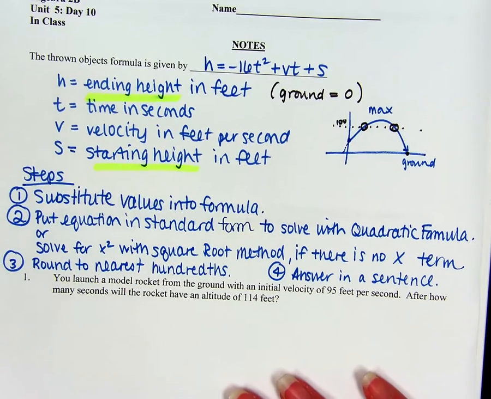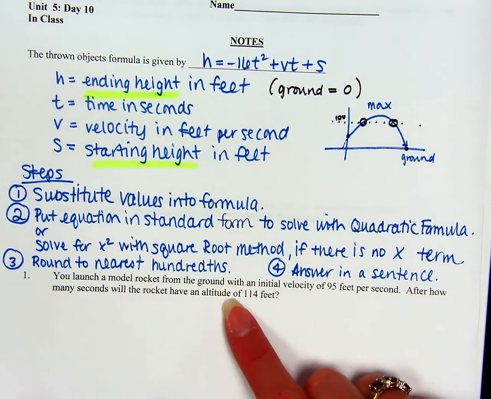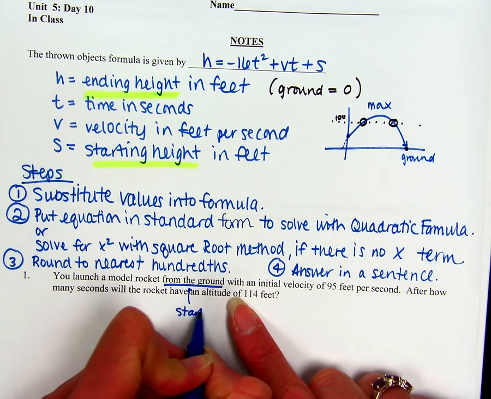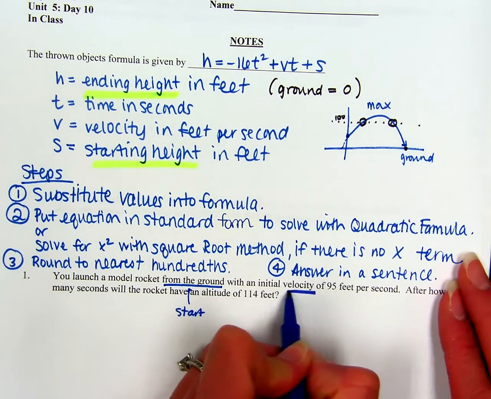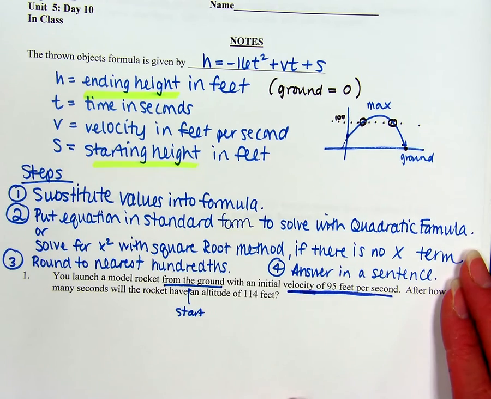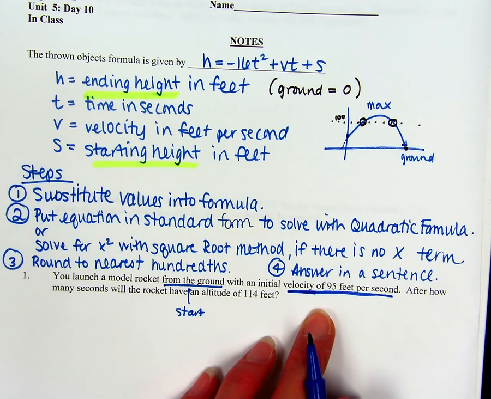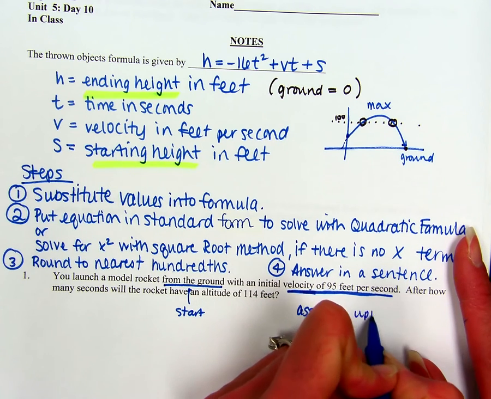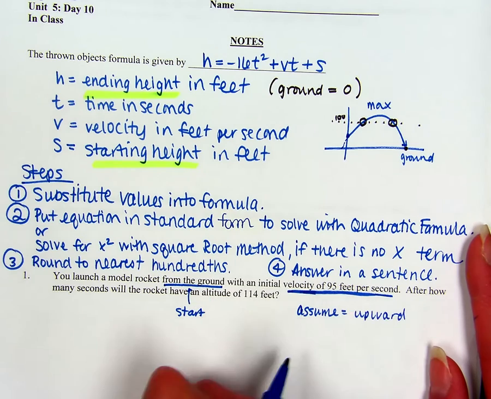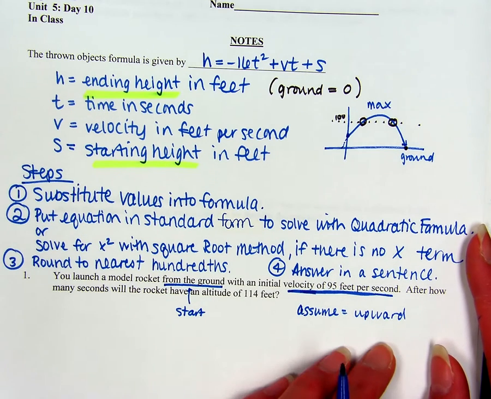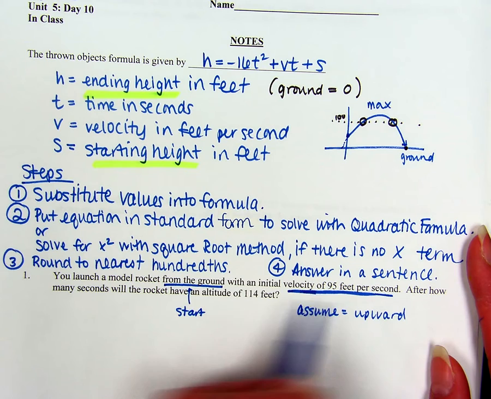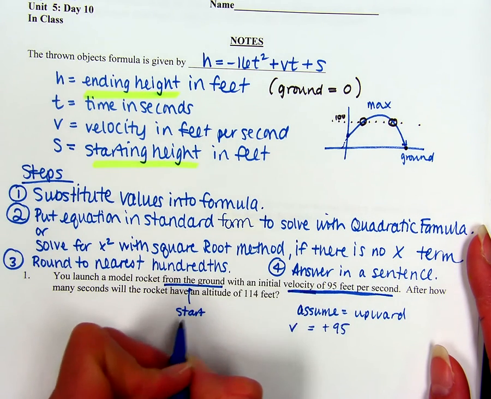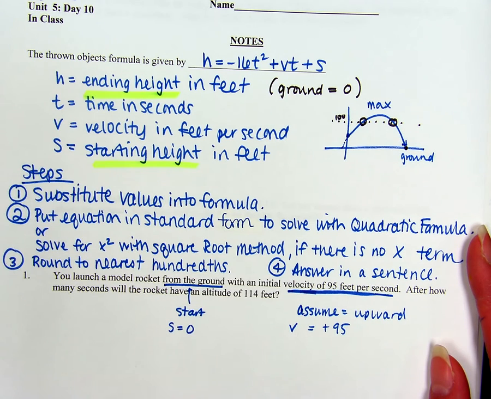All right, so it says you launch a model rocket from the ground. That's your starting amount. This is where you start. With an initial velocity, so here's your velocity, of 95 feet per second. Now, this could be launched going upwards or downwards. Assume that it's upward. Right? If we're launching a rocket, it's shooting upwards, unless they say otherwise. Okay, so this is a positive 95. That would be our velocity. Our starting height is 0 because it's starting on the ground.